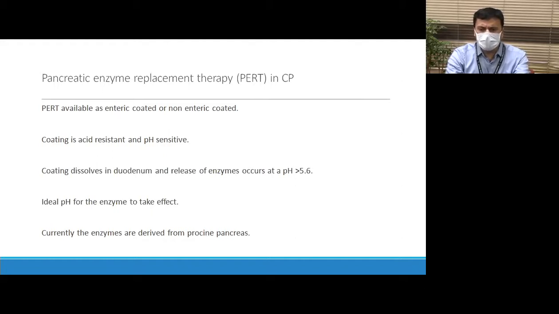Presently the enzymes are derived from porcine pancreas. The goal of pancreatic enzyme therapy is to restore normal fat absorption by delivering a sufficient amount of active lipase at the right place, that is the duodenum and the proximal jejunum, and at the right time, in parallel with gastric emptying of the nutrients.